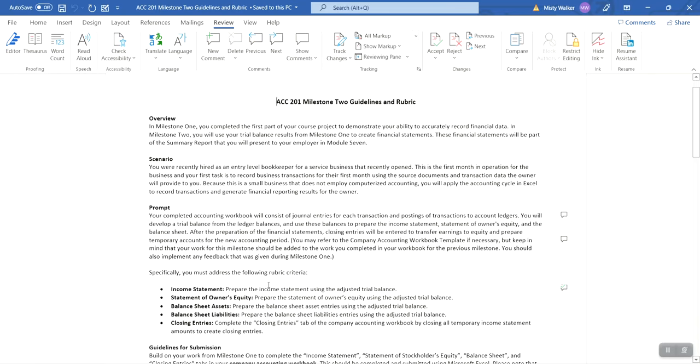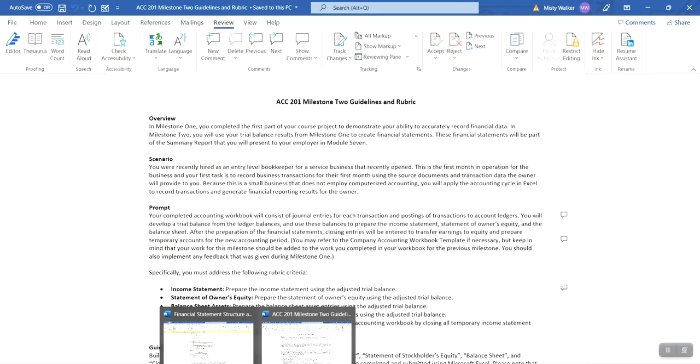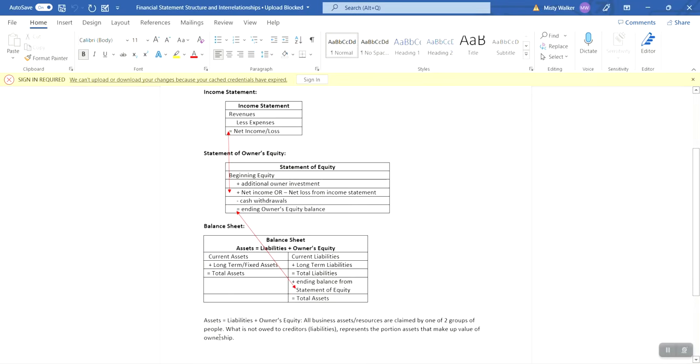So before we start to look at the workbook in completion of the financial statements for this task, I want to take a quick look or share a resource with you that's also available to you in the course. And this resource is the Financial Statement Structure and Interrelationship document. And so this document is going to be helpful for you in preparing the financial statements because it shows you, based on classification of accounts, where these different accounts are reported.